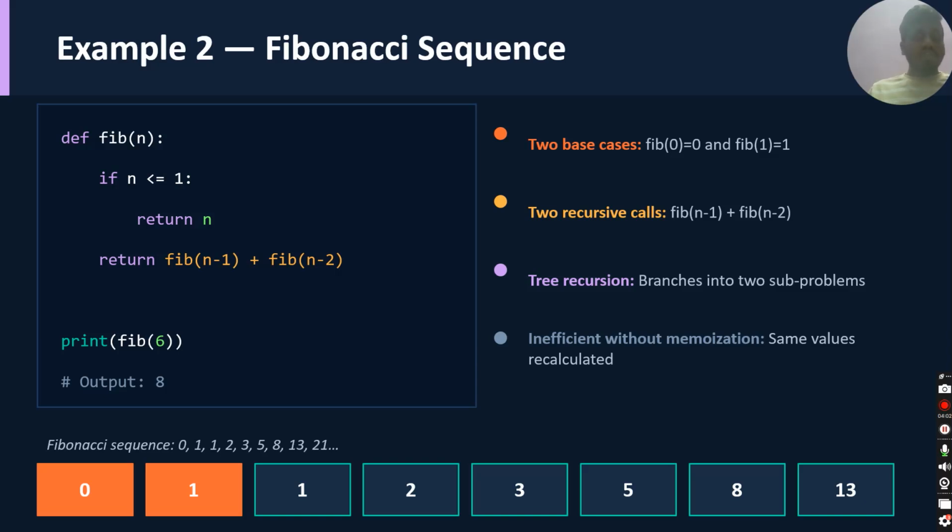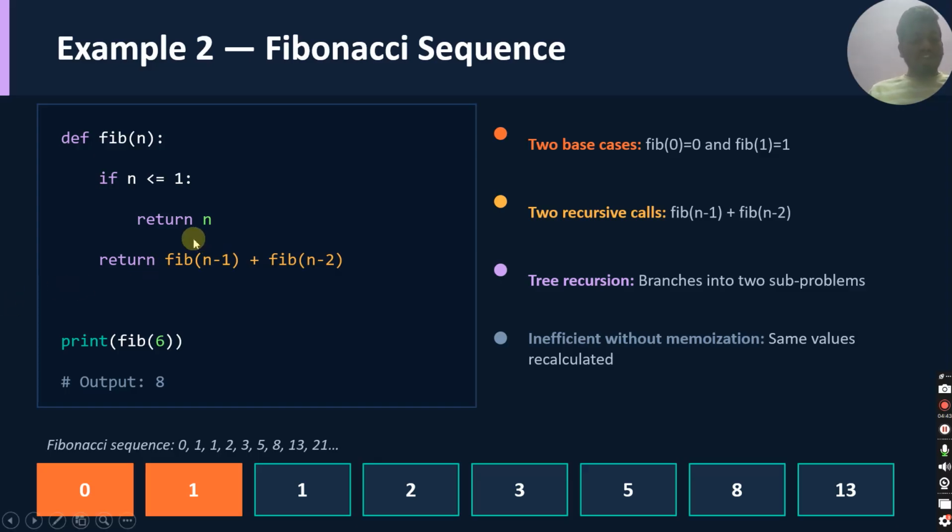So let us go into the function. Here we have two base cases: if n is less than or equal to 1, which covers n equals 0 and n equals 1. Fibonacci of 0 equals 0 and Fibonacci of 1 equals 1. And here we have two recursive calls, which makes it a multi-recursive function, a good example for solving complex problems by branching into two subproblems. And it is inefficient without memoization, because the same values are recalculated across multiple recursive calls.